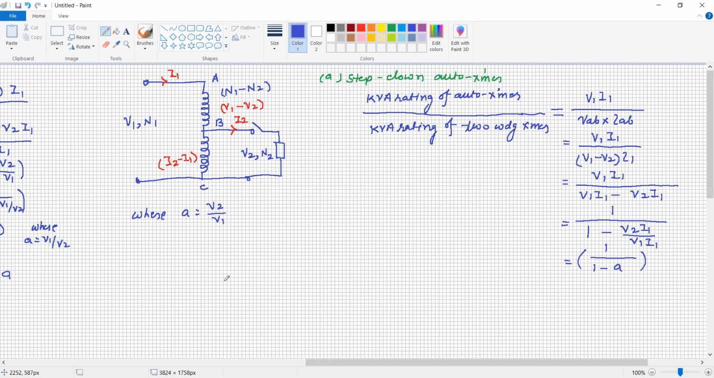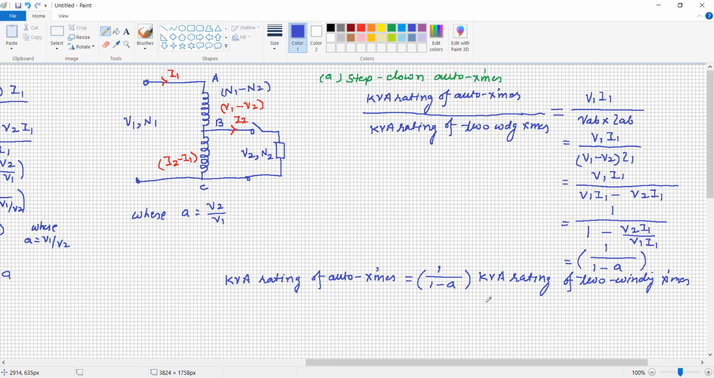It means that the kVA rating of the auto transformer is equal to 1 upon 1 minus A times the kVA rating of the two winding transformer. No doubt the two winding transformer rating we are considering is on the same kVA rating. Suppose we have considered a 2 kVA two winding transformer and it is converted into the auto transformer. What would be the kVA rating?